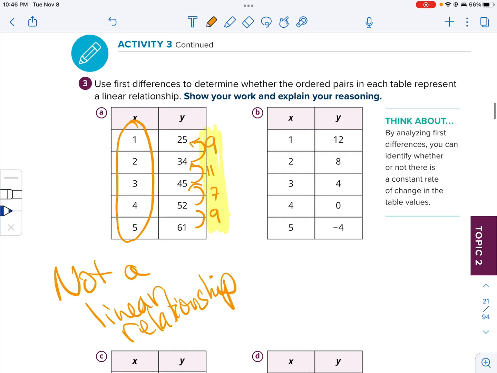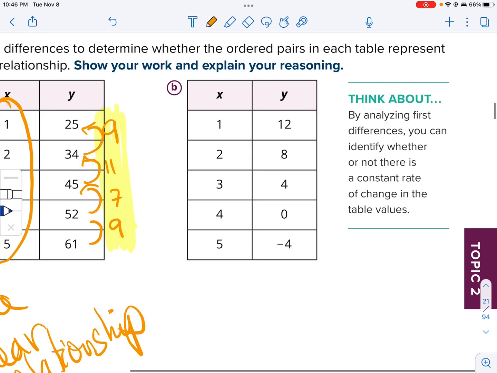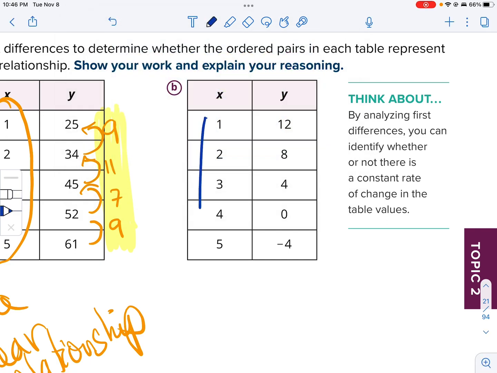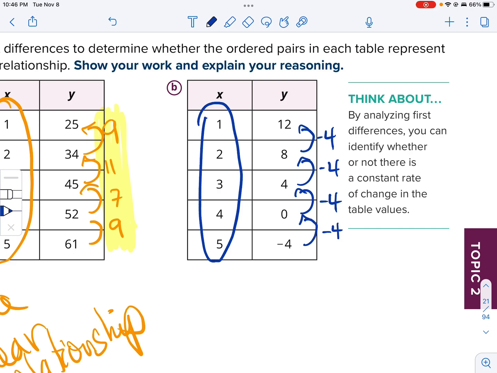Okay? So let's look over here. Okay? Maybe I'll change the color. If you look at all of these, they go up by ones. So I'm going to subtract here. That would get me negative 4. Subtract here, negative 4. Subtract here, negative 4. Subtract here, negative 4. So yes, it is a linear relationship.